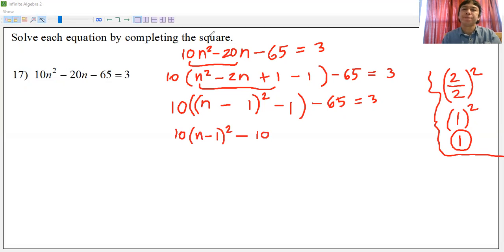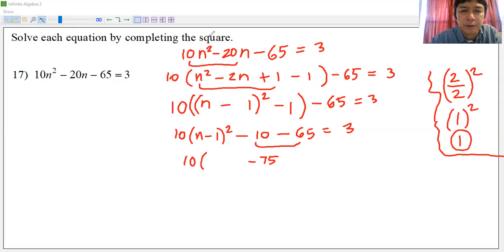After which we continue with the negative 65 equals 3. We shall add these two numbers here. They are both negative, so this will become negative 75. And this is 10 times the binomial squared, still here. And this equals positive 3.